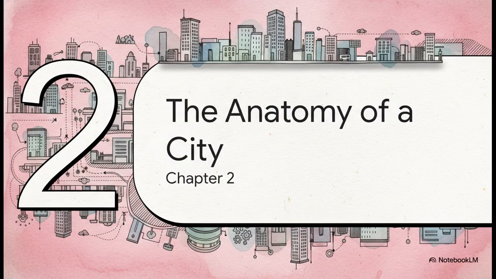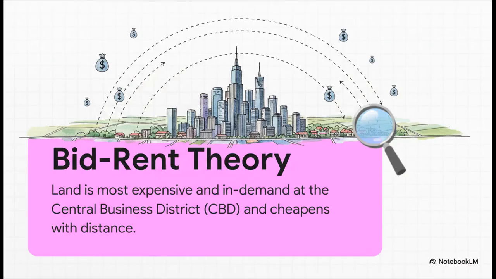Okay, now let's zoom in. We've been talking about the whole network of cities, but what's going on inside just one city? What are the forces that shape where different things end up? The absolute foundation for understanding this is something called bid-rent theory. You can think of it like an economic tug-of-war for land. The land right in the heart of the city, the Central Business District, or CBD, is the easiest to get to, so everyone wants it, and that makes it crazy expensive. And as you move farther and farther out, the land gets cheaper. This simple fact shapes literally everything else.